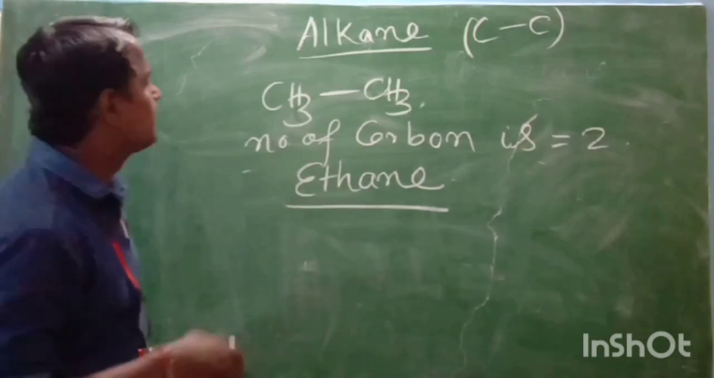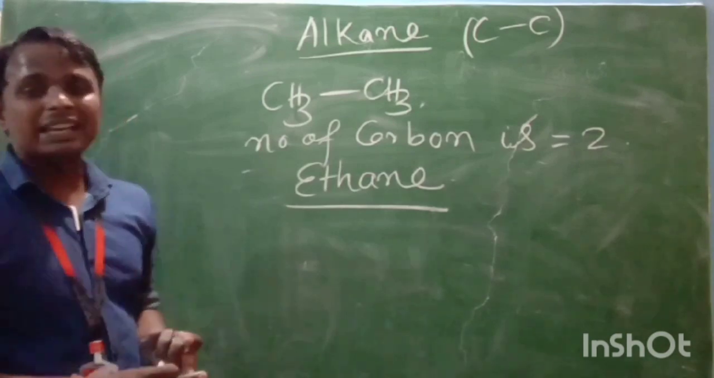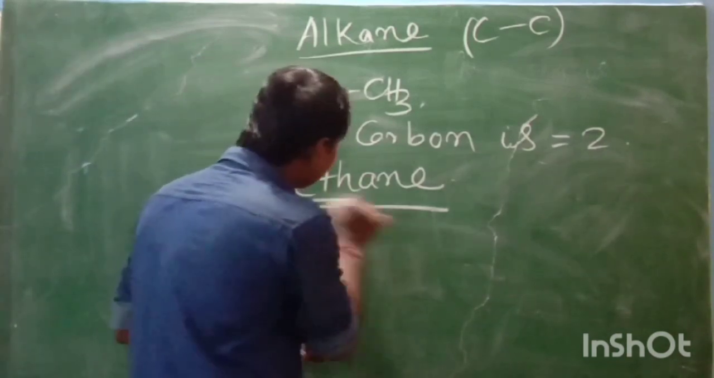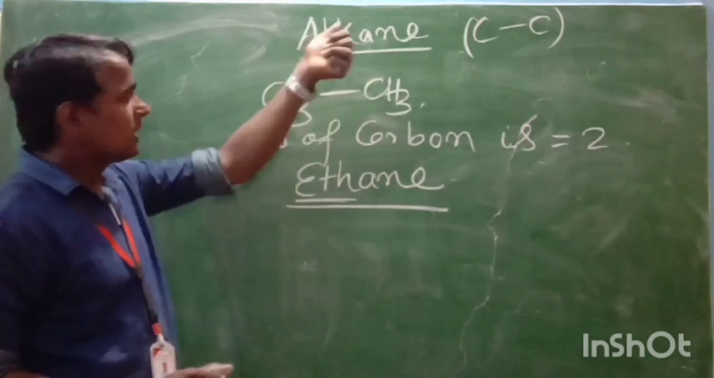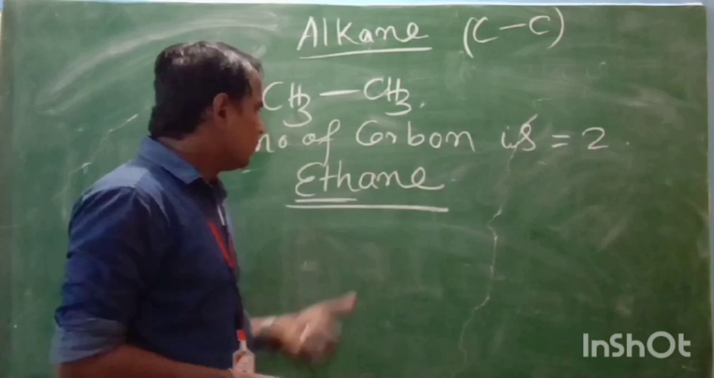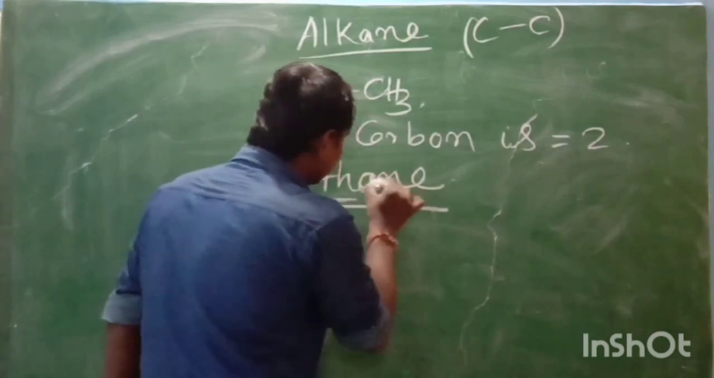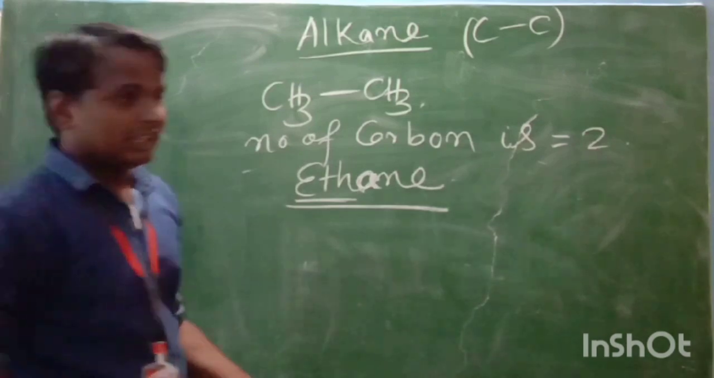Again I repeat, here the number of carbon is 2, and 2 means the root is eth. We write it. Next, here the hydrocarbon is an alkane, so the suffix is ane. We add the suffix, and the name of this hydrocarbon is ethane.